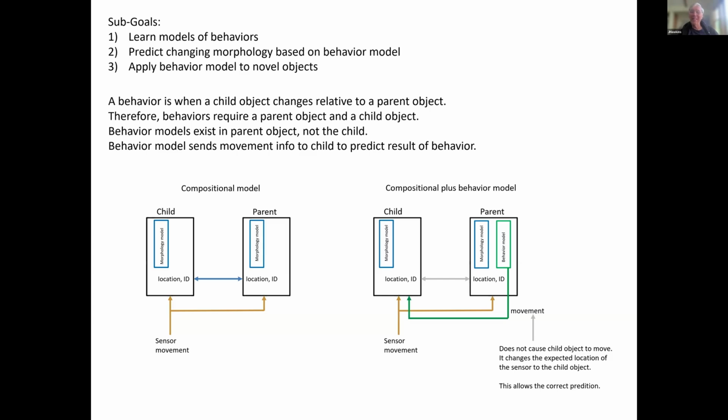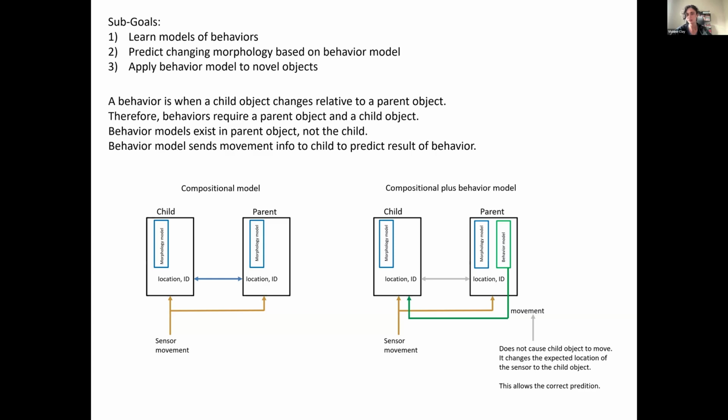Well, I'm looking here, it says, let's see, does not cause child object to move. It changes the expected location of the sensor to the child object. Right. I thought that it was the actual child object itself that was moving relative to the parent object. It is. The child object is moving. But at the moment, the diagram I'm showing is only trying to predict the result of that movement. It's not making the movement happen.